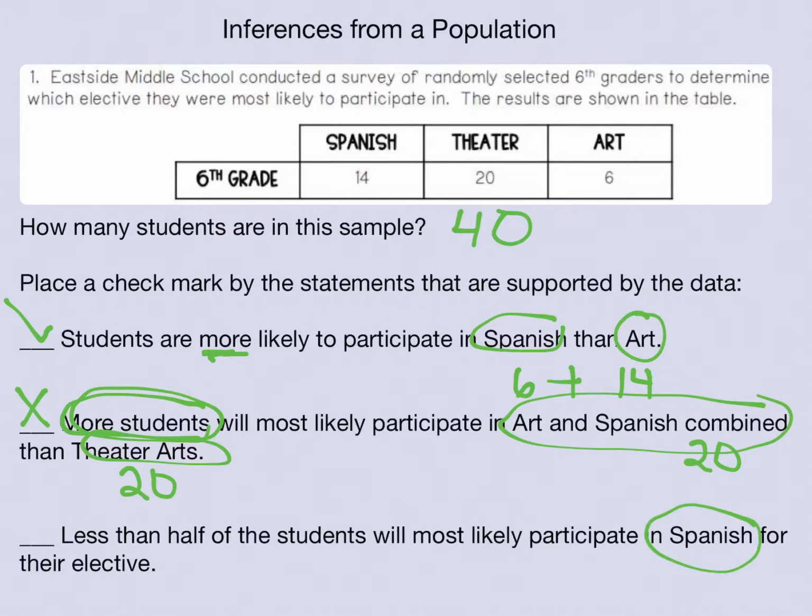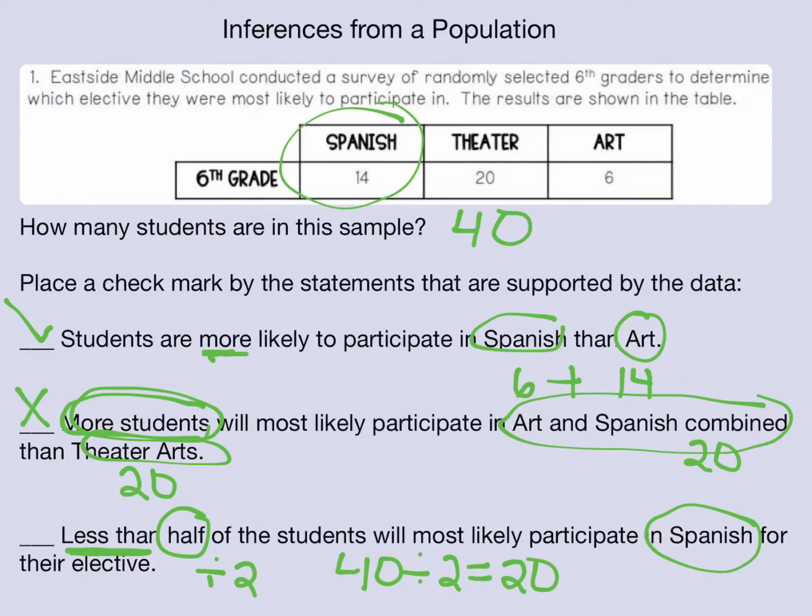Now this one focuses on Spanish. So let's go ahead and look at Spanish. We have 14, but it says less than half. So we have to know what less than means, and we also need to know what half means. Half means to divide by 2. This is where our total comes back in. We need to figure out what half of the total sample is. If our sample size is 40 and we divide by 2, that equals 20. 20 is half of 40.